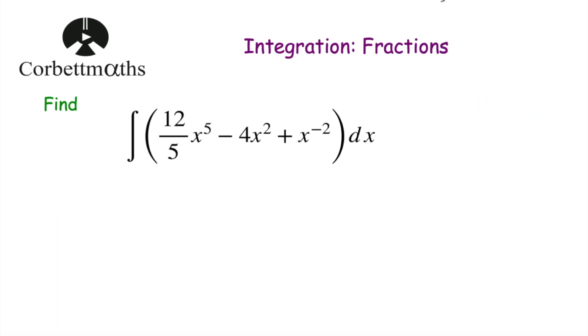And that's it. So last question, we've been asked to find the integral of 12/5 x to the power of 5 minus 4x squared plus x to the power of -2. And we've been asked to integrate that with respect to x. Okay, so we're going to integrate each of these terms separately.